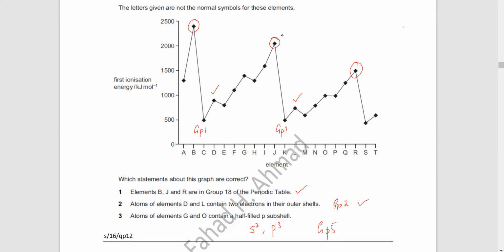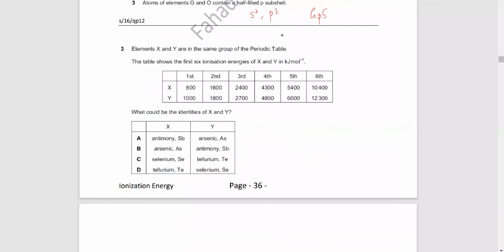So which elements? G, that's definitely group 5, and O, that's also group 5. Okay, check it. This is 1, this is 2, this is 3, this is 4, and this is 5. Group 1, 2, 3, 4, and 5. So they are in group 5.